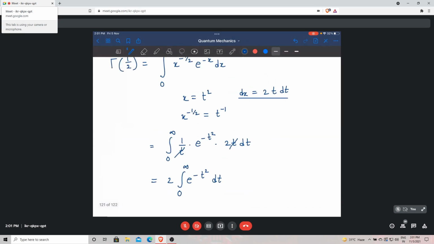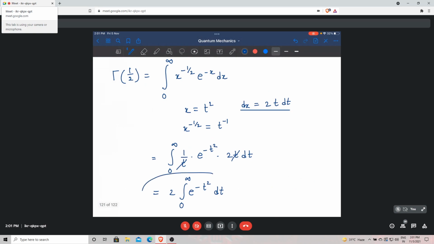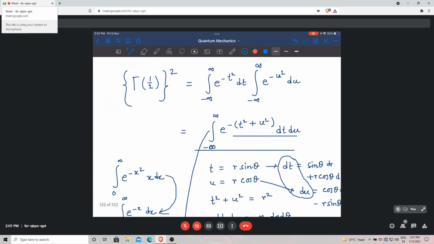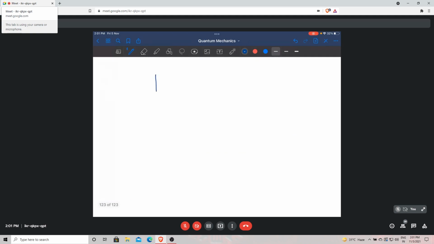If you recall, we evaluated gamma half to be around this, e to the power minus t square. We cannot evaluate gamma e to the power minus t square alone, so we bring another brother of this, e to the power minus u square, and multiply two gamma halves to make it gamma half square, right? So gamma half square turns out to be pi. So what is gamma half then? Root pi. Gamma half is square root of pi.